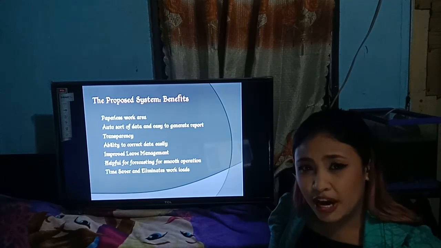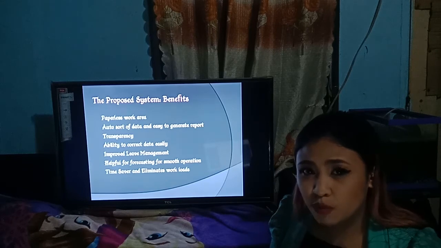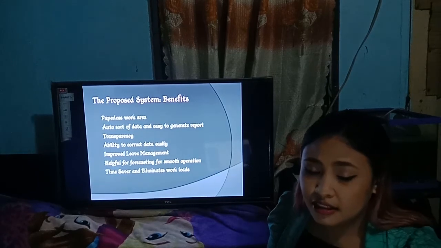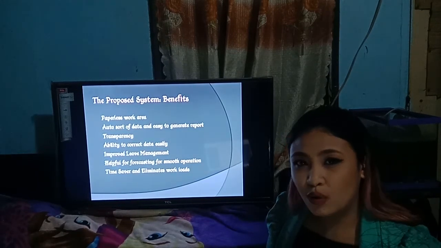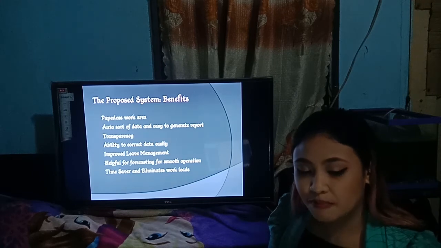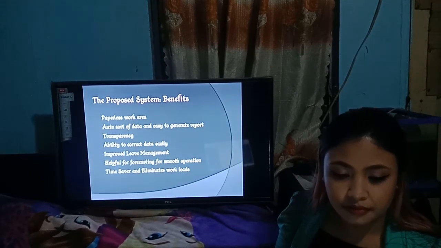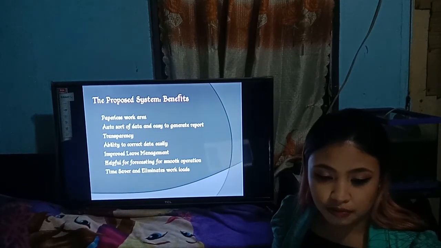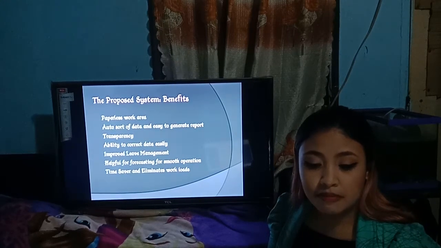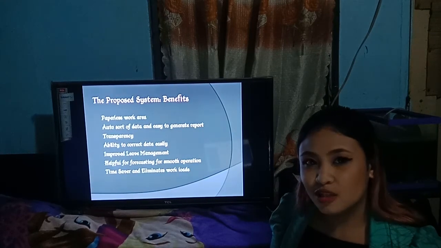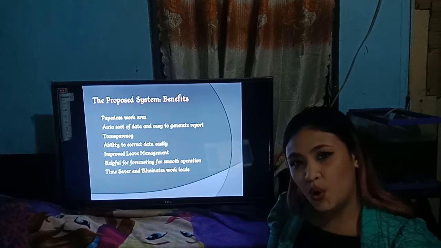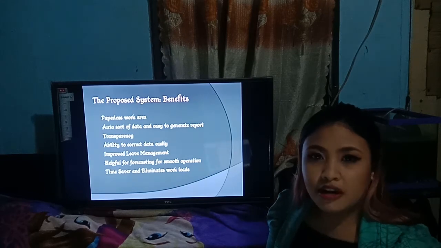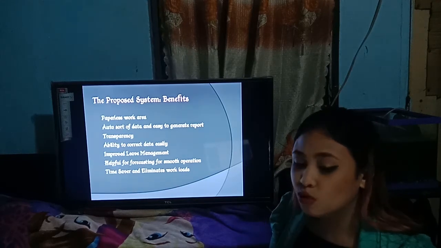Number 5, improved leave management because of the ability to see the leave calendar. They can check whether to postpone their leave, or whether to move it to another date. And on the management side, seeing the leave calendar will help them decide whether to approve or deny the request of an employee. And number 6, this is helpful for forecasting for smooth operation. From the reports generated by the system, they can create attendance policies and procedures. As we know, attendance is an important key performance indicator.